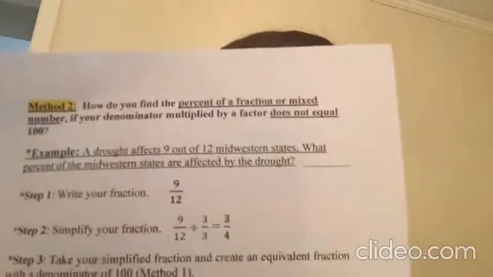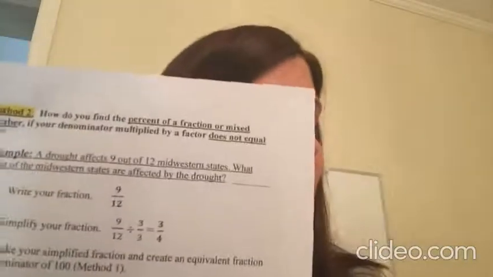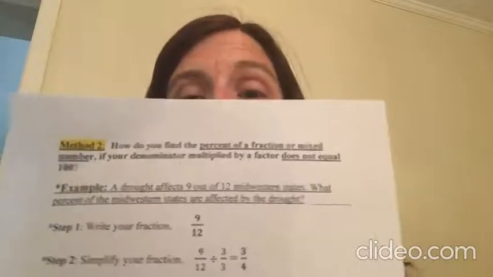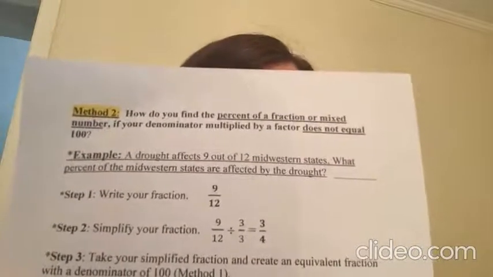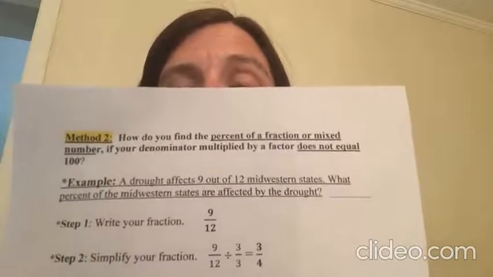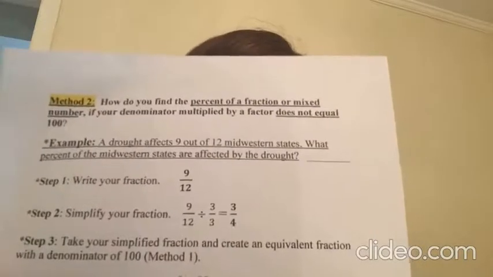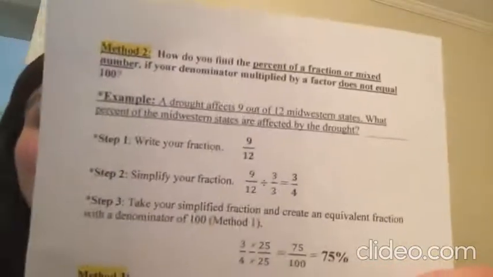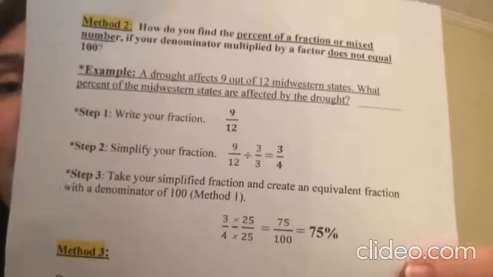Then the next page shows our second method. How do you find the percent of a fraction or mixed number if your denominator multiplied by a factor does not equal 100? So, for example, a drought affects 9 out of 12 Midwestern states. What percent of the Midwestern states are affected by that drought? So, within this method, there are two ways.